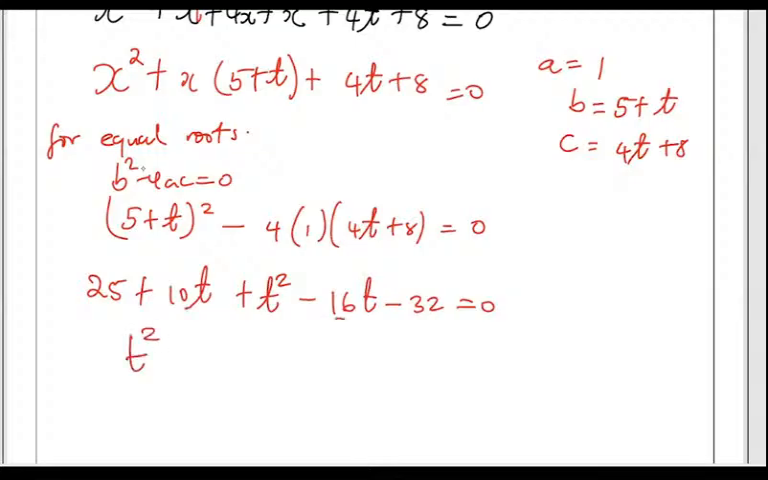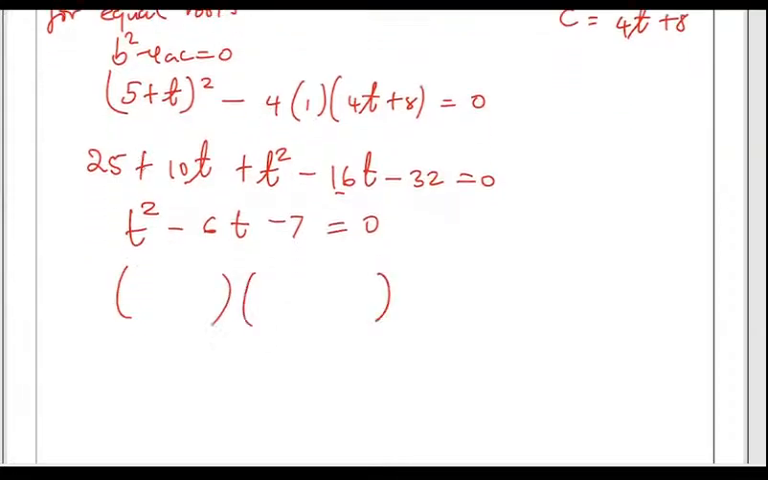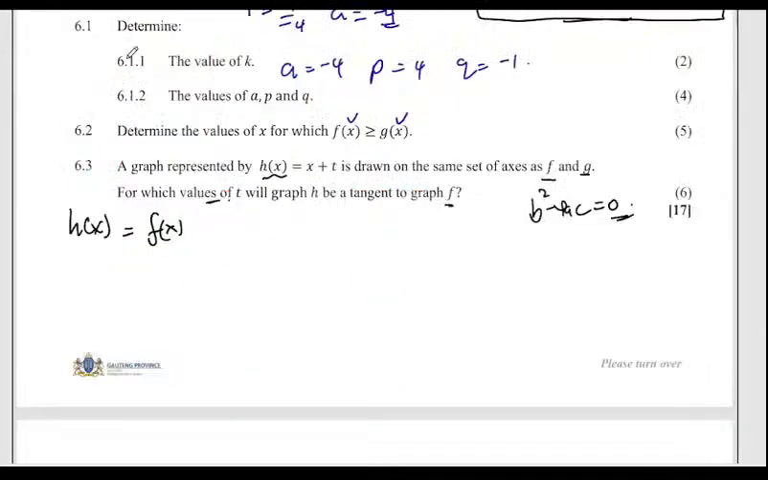So I have t squared. This and that is going to be negative 6t. What's 25 minus 32? Is it 4? No. 25 minus 32 is negative 7, equal to 0. Then I just solve this by factors or the quadratic formula. So t with a 7, t with a 1. It's a negative. So either t is going to be 7, or t must be negative 1. So that is how I would have approached that question.